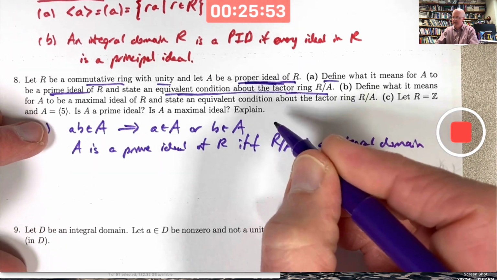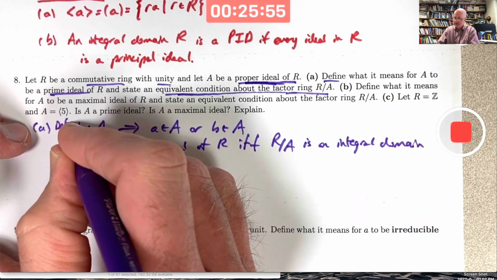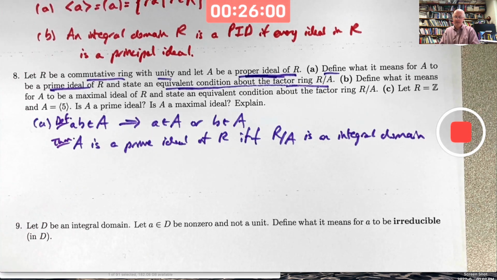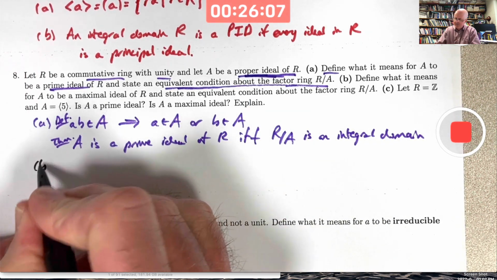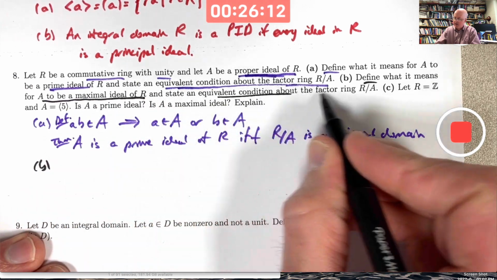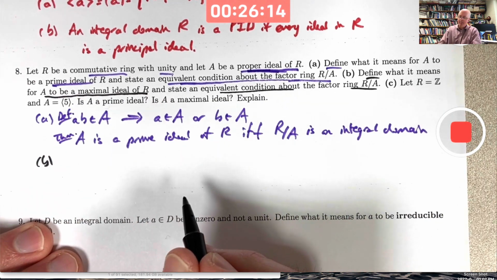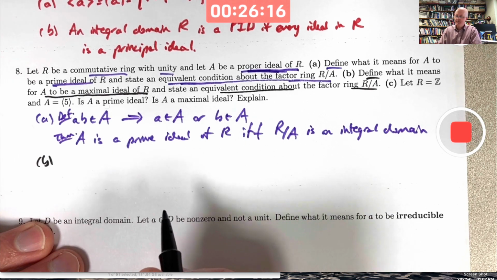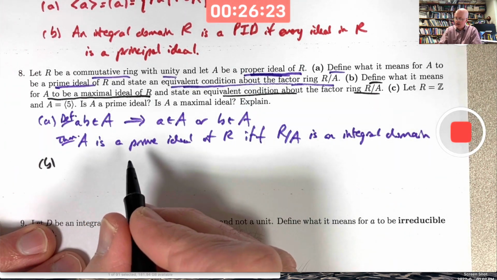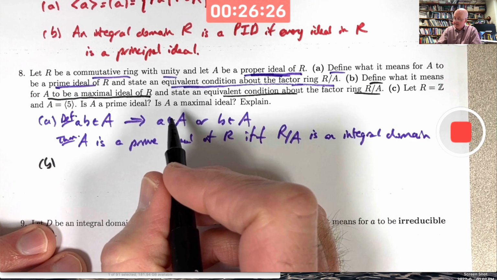Okay, so this first line is a definition. The second line here is really a theorem. IFF, if you're not used to that, means if and only if. Part B, define what it means for A to be a maximal ideal of R and state an equivalent condition about the factor ring R mod A. Is a new definition, but prime ideals and maximal ideals are related to each other. In some circumstances at least.